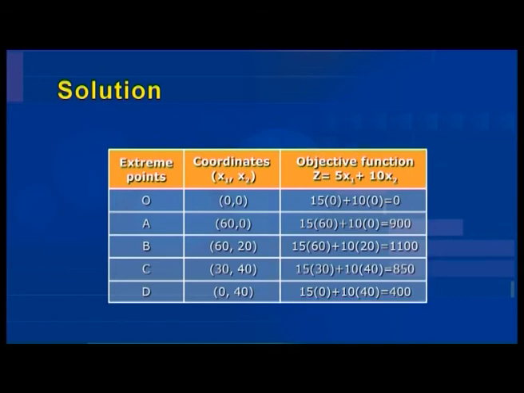So for the first coordinate, O, 0, 0, the objective function is equal to 0. For the second coordinate, A, 60, 0, the objective function value will be 900. For the third coordinate, B, 60, 20, the value will be 1100. For the fourth coordinate, C, 30, 40, the value is 850. And for the last coordinate, D, 0, 40, the value is 400.